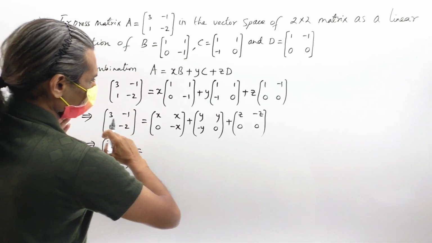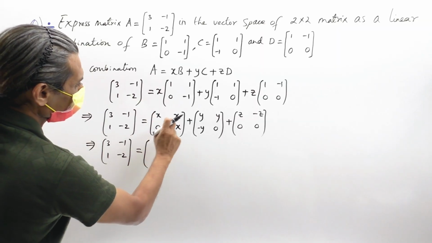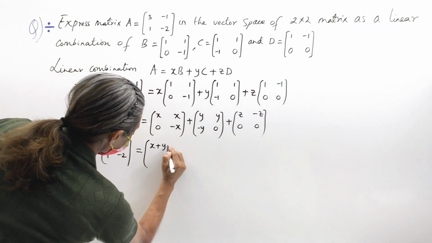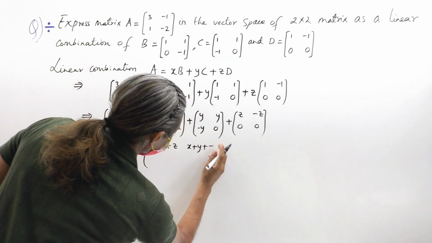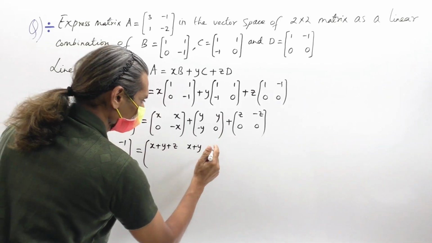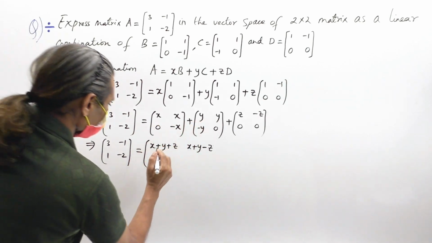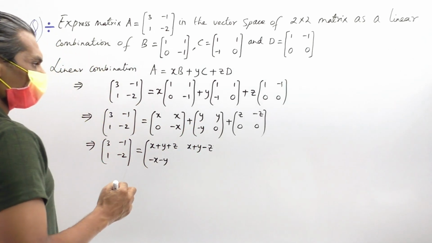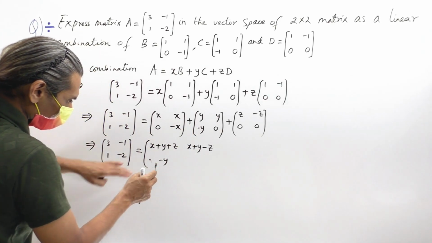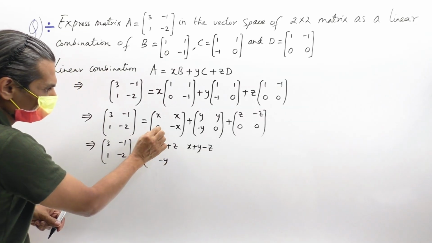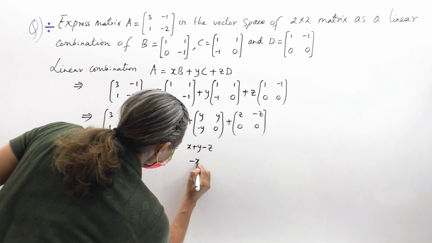Now this also implies [[3, -1], [1, -2]] equals, now all square matrices you can easily add them. These are all basics. So this will be x plus y plus z, x plus y minus z in the first row. Then in the second row, 0 minus y, which is only minus y, and lastly minus x, so it is always minus x.